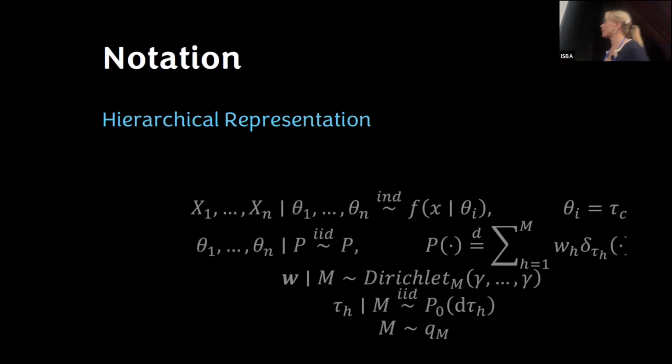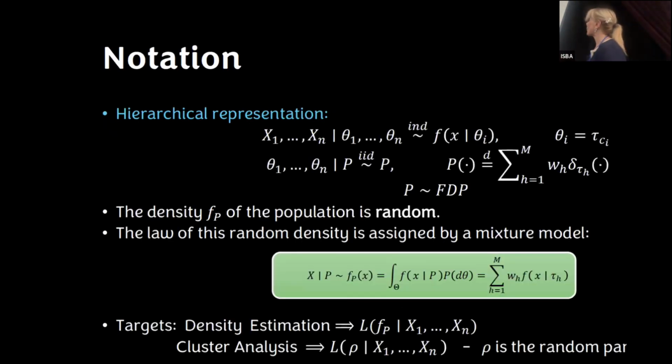Then we can still represent this by associating to each observation its own specific parameter. And so we have that the distribution of x_i given theta_i is f that depends on theta_i. And then on theta_i we put our prior P. Now P has this representation as a countable mixture of point masses. So since it's discrete, there are ties between the theta, and when two observations have the same theta, we say they belong to the same component. And then we have the usual Dirichlet prior on the weights, the usual base measure for the location, and then the prior on M.